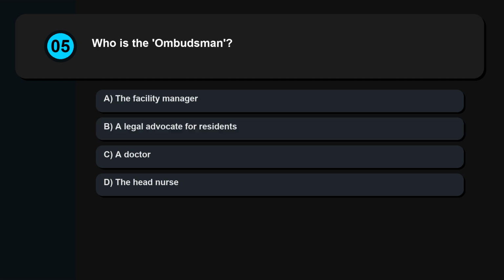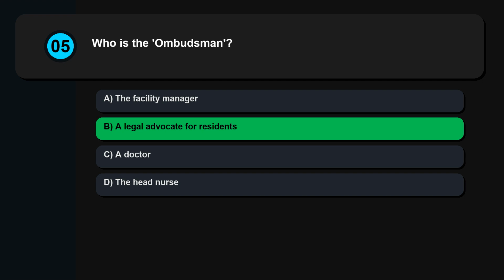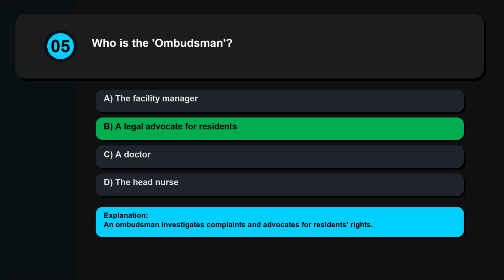Question 5. Who is the ombudsman? The facility manager, a legal advocate for residents, a doctor, the head nurse. An ombudsman investigates complaints and advocates for residents' rights.